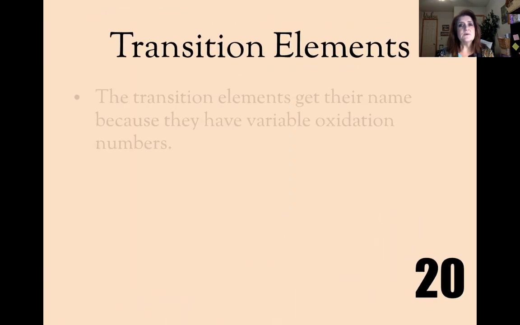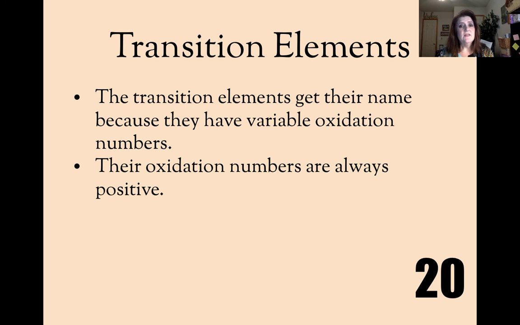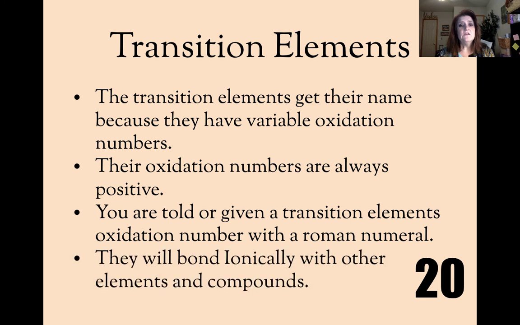Finally, we're talking about transition elements. The transition elements get their names because they have variable oxidation numbers. Their oxidation numbers, however, are always positive, and you are told or given a transition element's oxidation number with a Roman numeral. So they will bond ionically with other elements and compounds.